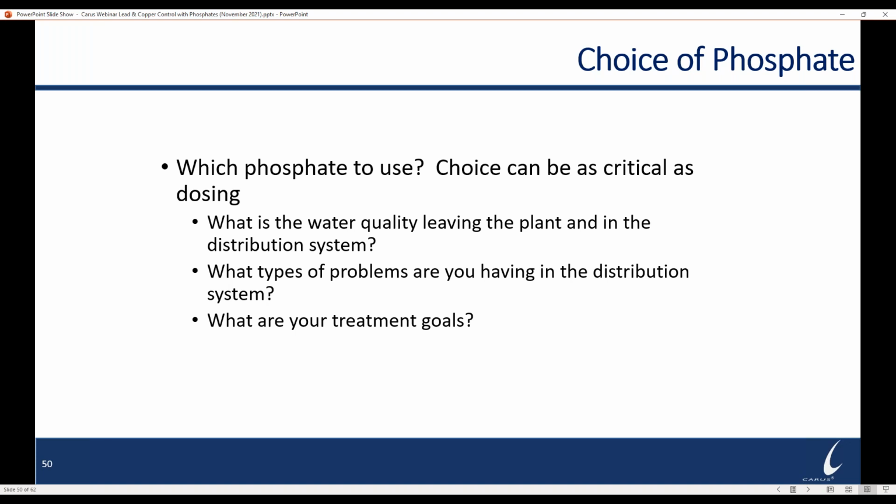And then establish what your goals are. So what are you trying to target? How low do you want to go on your lead and copper numbers? Do you just want to get into compliance? Are you focused on a lower number, looking at the future regulation? So you might target a higher dosage in that case. So you want to have all this discussion up front when you pick a product and a dosage.